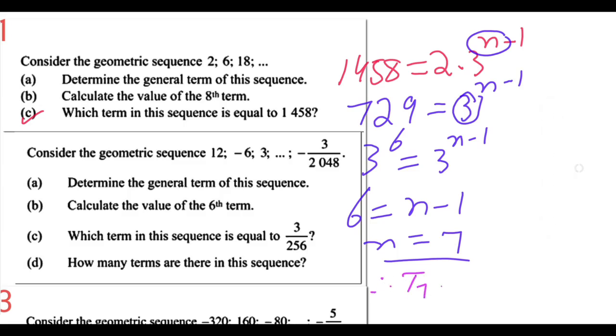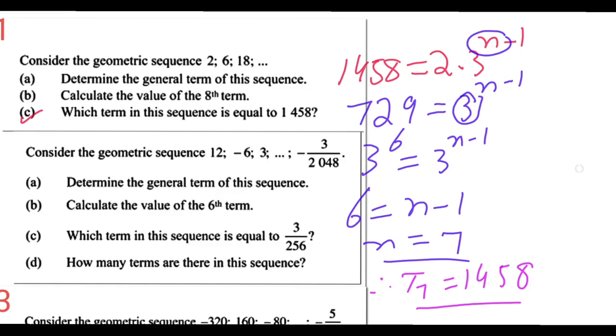Therefore T7 is equal to 1458. Let me show you something. You can even apply logs here. You don't need to go for the exponent rules. You can apply the log here.